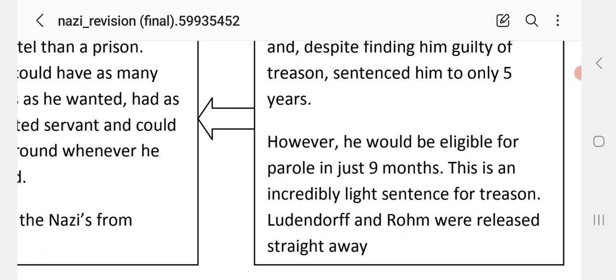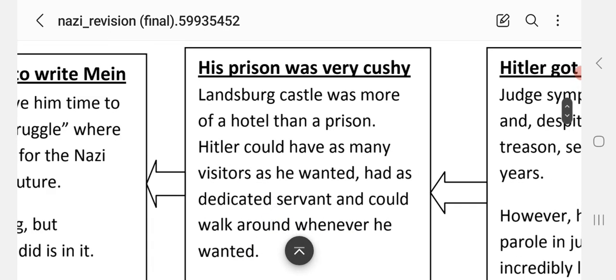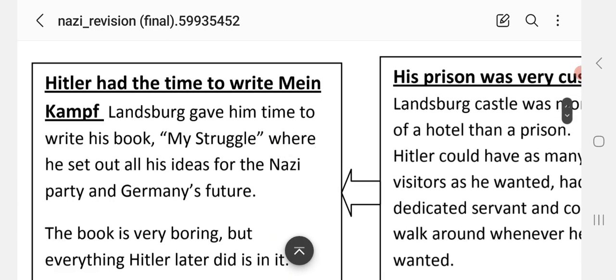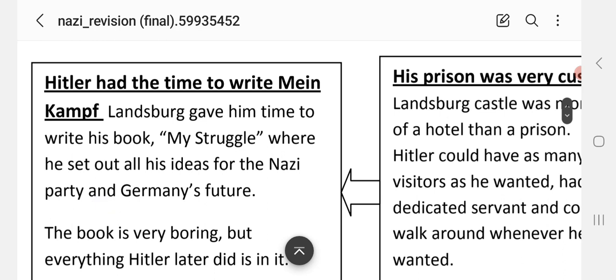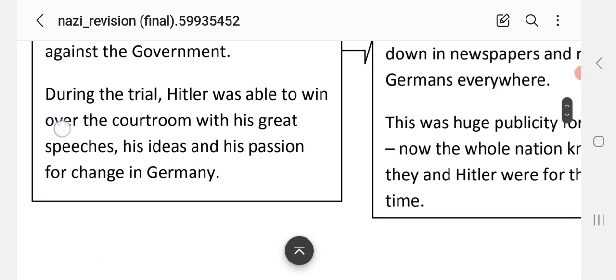Ludendorff and Röhm were released straight away. His prison was very cushy. Landsberg Castle was more of a hotel than a prison. Hitler could have as many visitors as he wanted, had a dedicated servant, and could walk around whenever he wanted. Hitler had the time to write Mein Kampf. Landsberg gave him time to write out his book, Mein Kampf, or My Struggle, where he set out all his ideas for the Nazi Party and Germany's future. The book is very boring, but everything Hitler later did is in it.